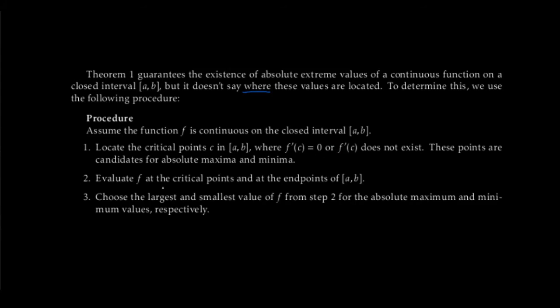2. We'll evaluate f at these critical points and at the endpoints of the interval. 3. We'll choose the largest and smallest values of f from step 2 for the absolute maximum and minimum values respectively, i.e. we'll find all the places where we could have a max or a min, and then we'll check and see which one's the biggest and the smallest. This will tell us which one actually is the max and which one actually is the min. Okay, let's do one.